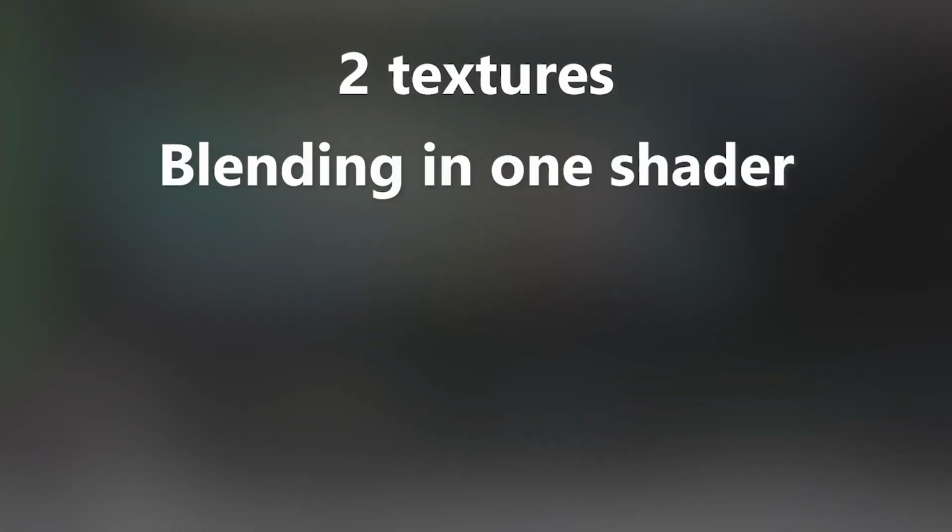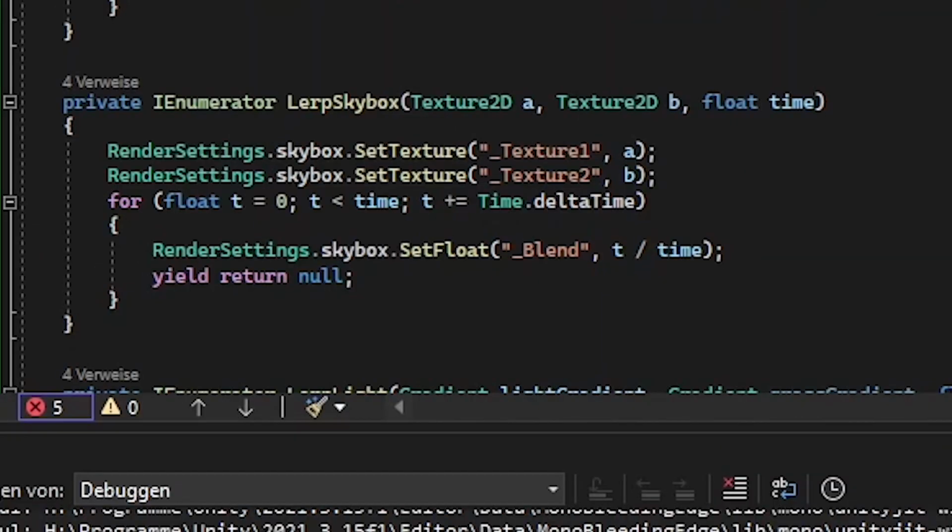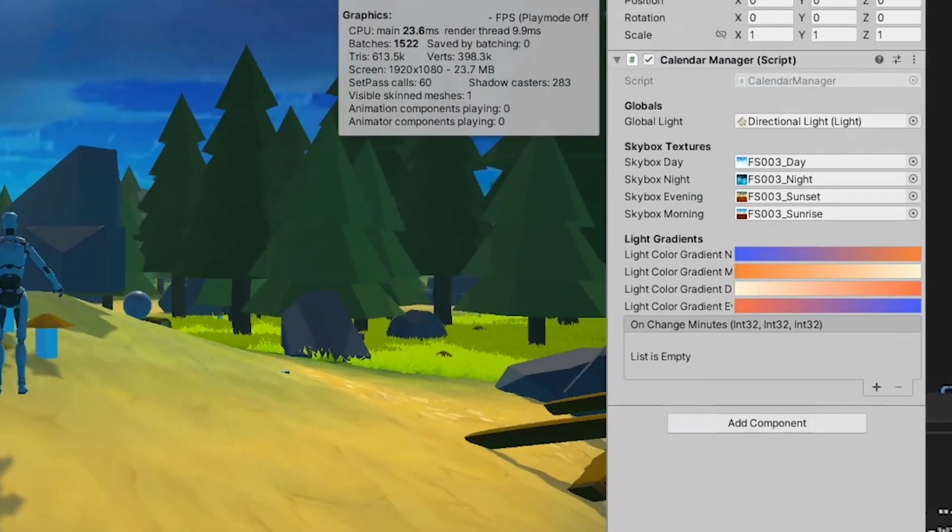But how is this working at all? The trick is to just blend two textures within one shader. To have a bit cooler ambient, I also changed the global light based on gradient levels. Here's the code for it. And here you can see the different gradients for each transition.